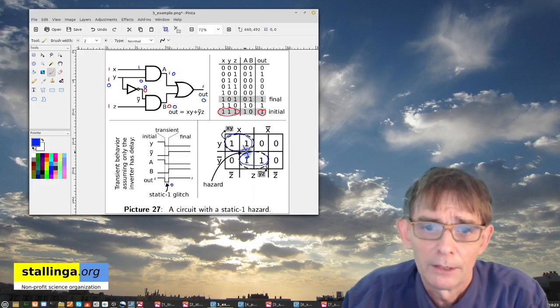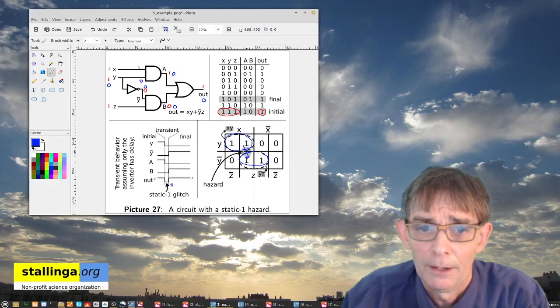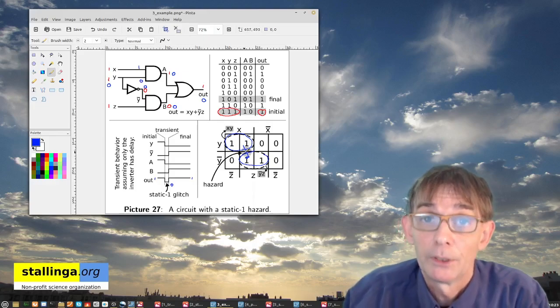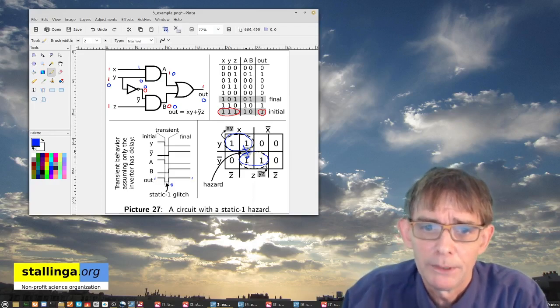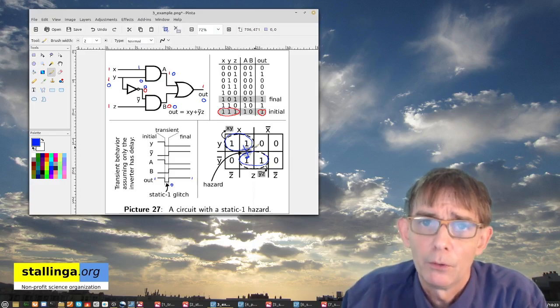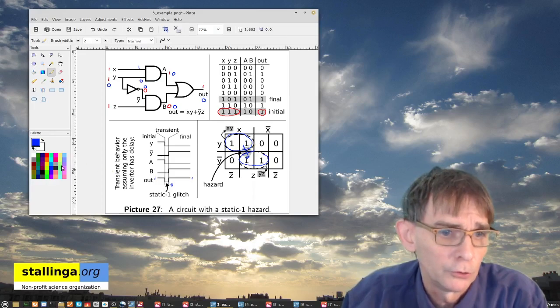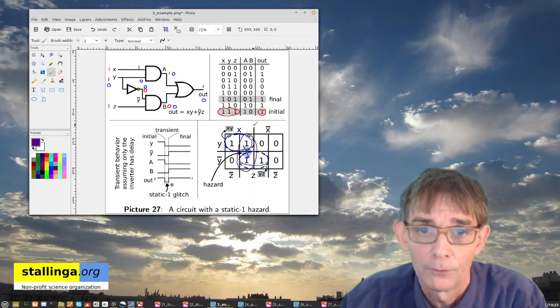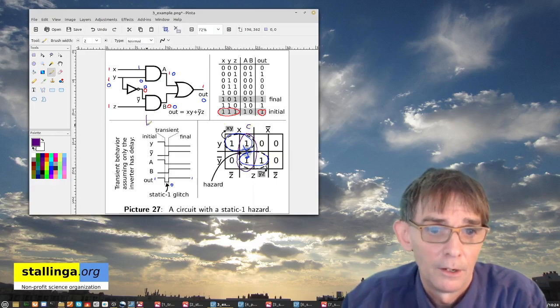So we can recognize this in our Carnot map: if we have two loops that are sort of not overlapping, then we can be in trouble. We have a hazard. It doesn't mean that we get a glitch, but we might get a glitch, and that means we get a hazard. So if we know the problem, we can also know the solution. What we're going to do is simply add here a third loop.